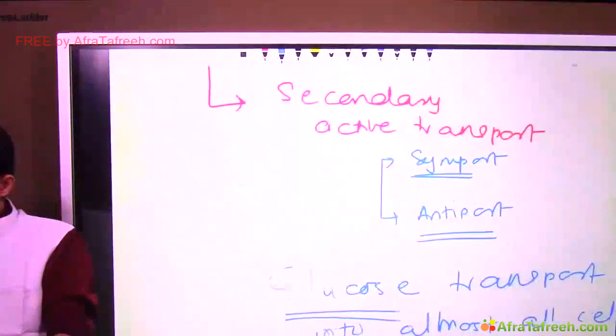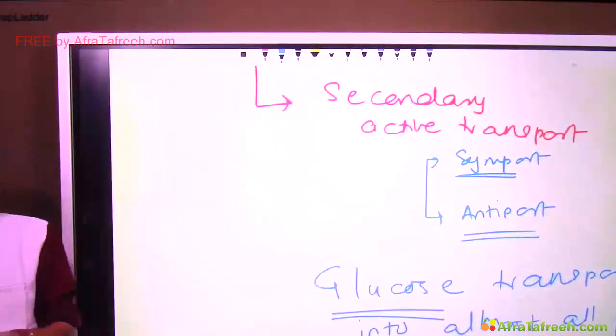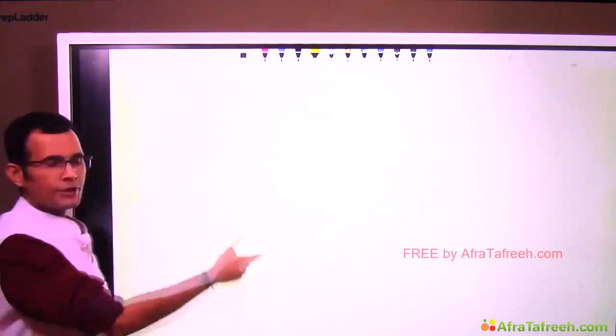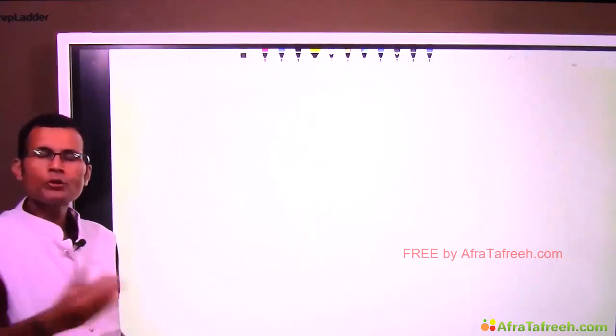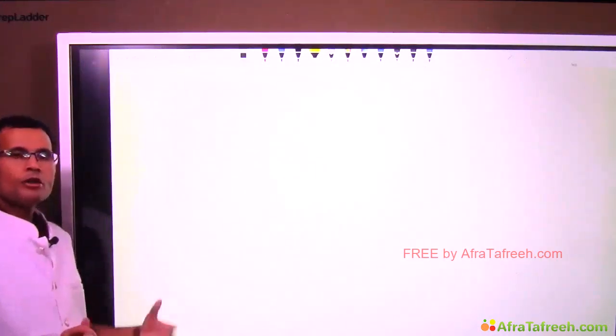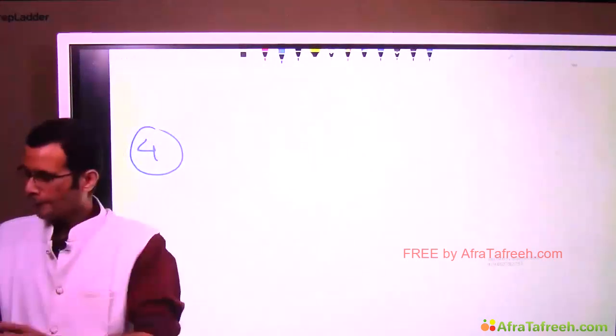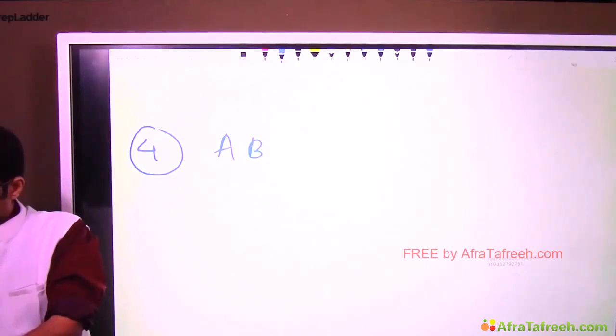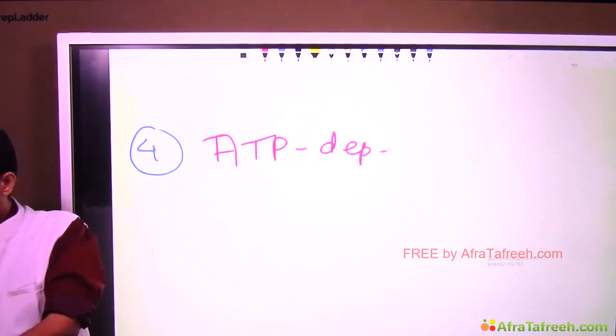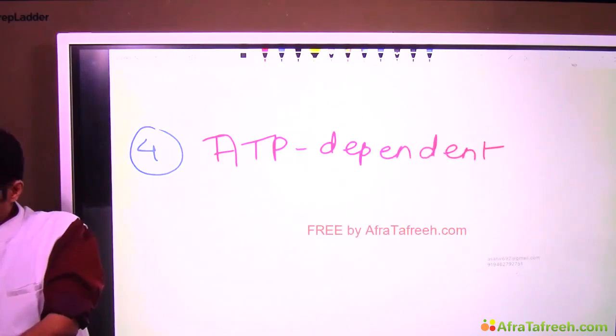Right. But the point that we were discussing is about the transport proteins in the membrane. We have discussed pores, we have discussed channels, we have discussed carriers. Carriers are uniport, symport, antiport, and they are involved in facilitated diffusion and secondary active transport. The next category of transport proteins is called ATP dependent transport proteins, or ATP dependent transporters.